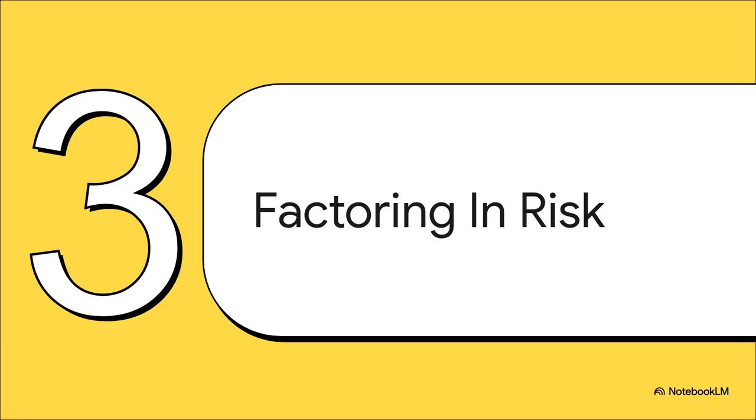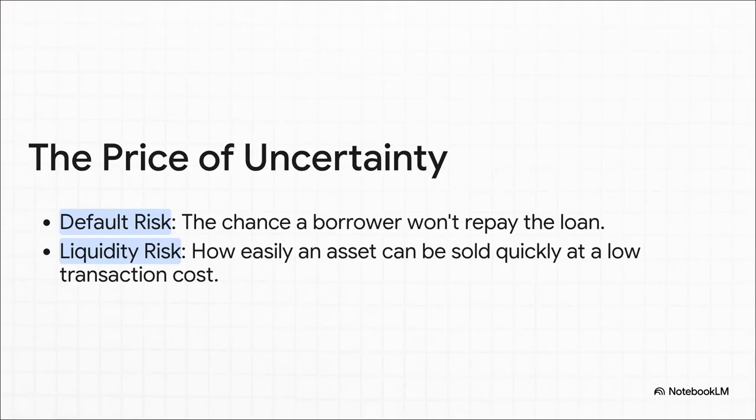Okay, so we've got supply and demand setting the base price, we've adjusted for inflation, but there's one more huge factor we have to bake into our calculation: the simple human element of uncertainty. In other words, risk. See, lenders aren't just worried about inflation, they're also worried about something a lot more basic. What if they just don't get their money back at all? That's called default risk. And they also worry about liquidity risk, like how hard would it be to sell your loan to another investor if they suddenly needed the cash? To take on all these what-ifs, they demand a little extra compensation, and that's called a risk premium.